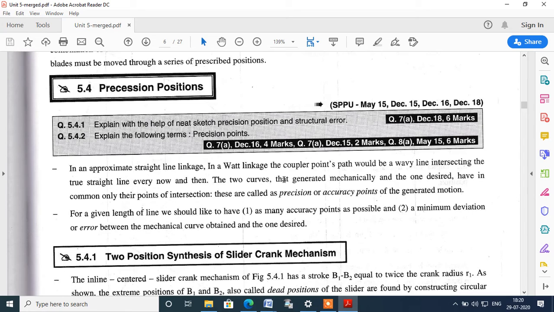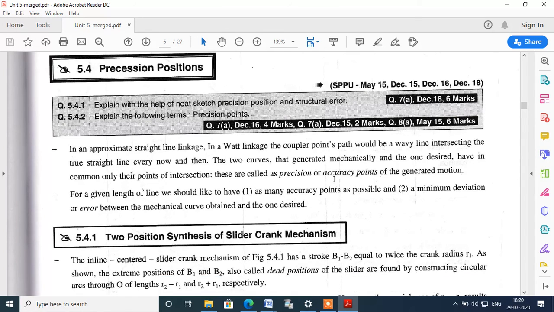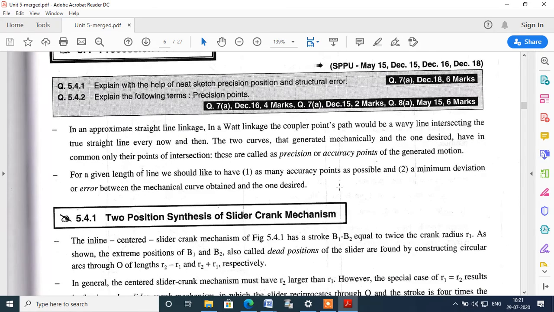Now the next term is precision position. Suppose you consider the Watt linkage mechanism, so in the Watt linkage the coupler point's path would be a wavy line intersecting the true straight line. The two curves, the one generated mechanically and the one desired, have in common only their points of intersection. So these are called precision or accuracy points of the generated function. For a given length of line, we would like to have as many accuracy points as possible and a minimum deviation or error between the mechanical curve obtained and the one desired.